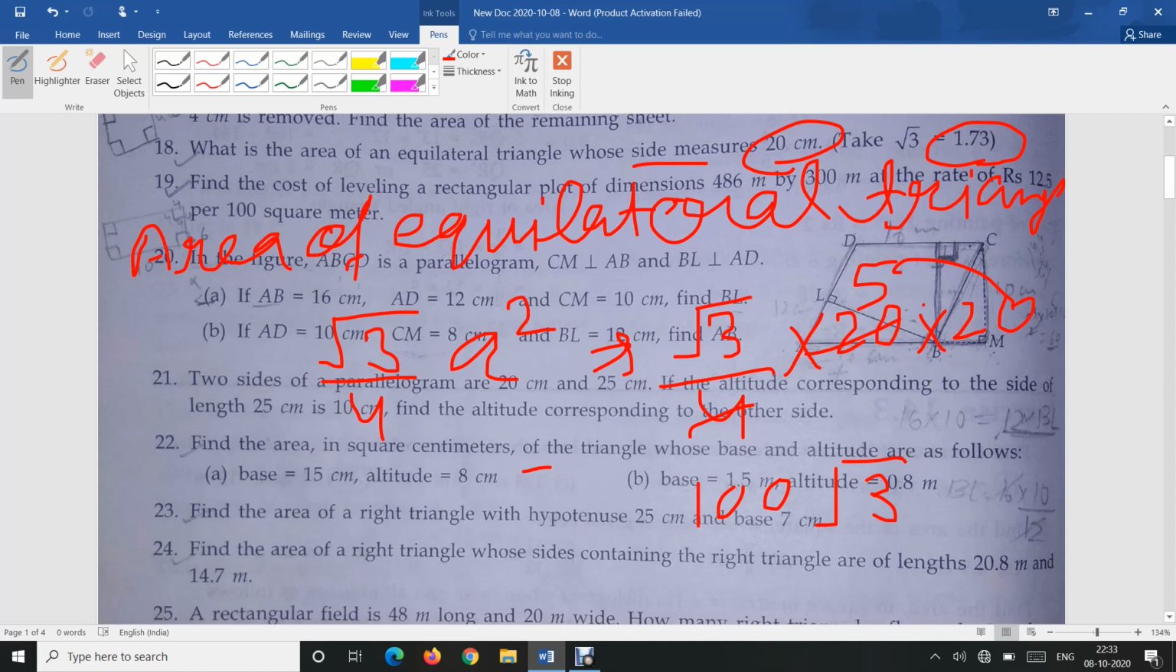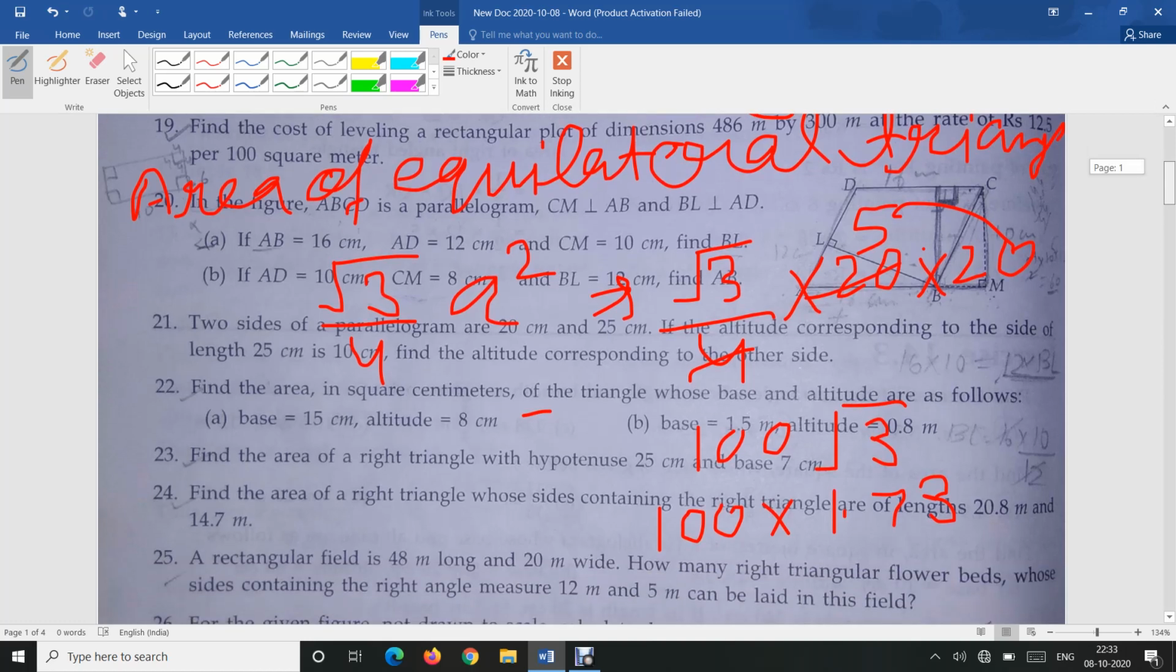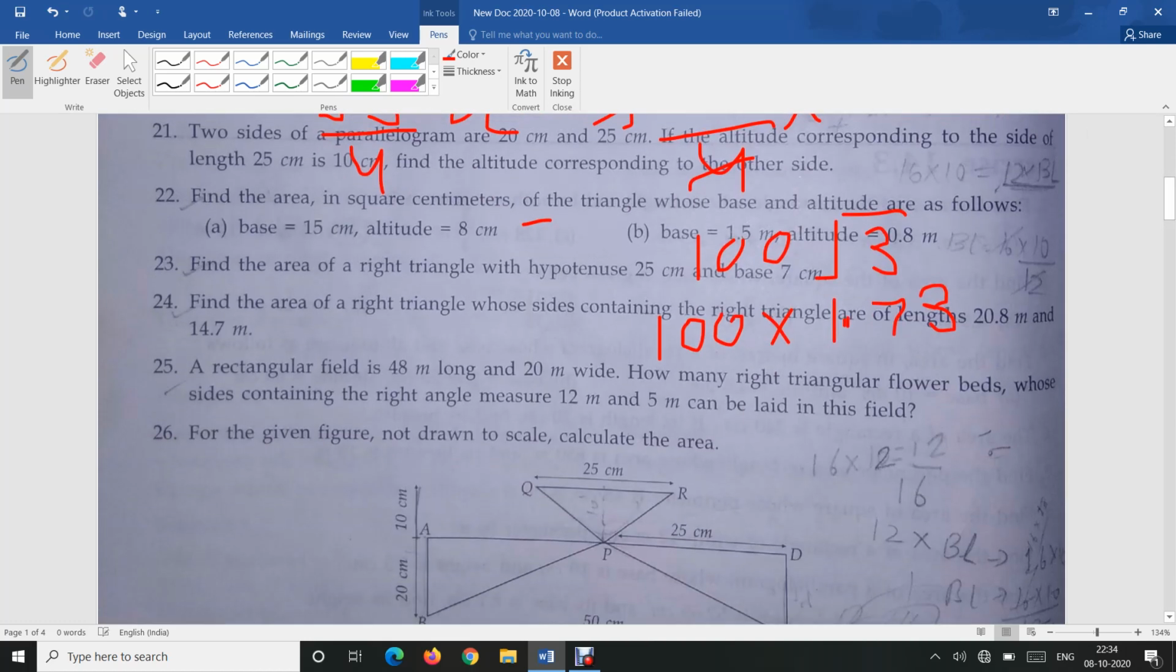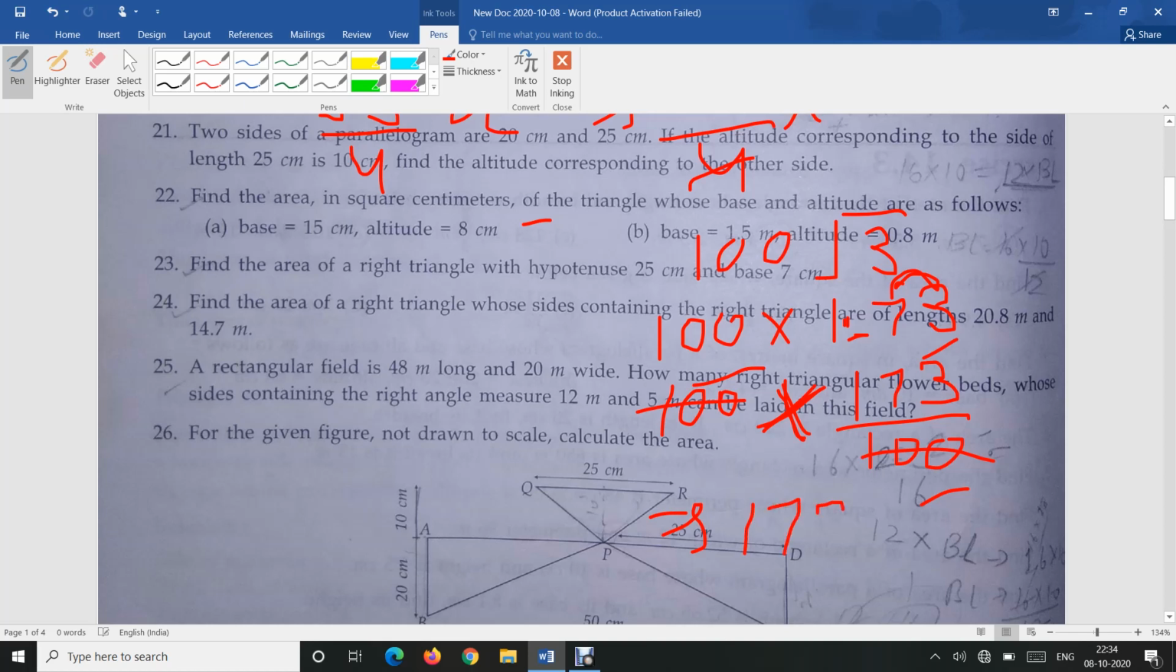3, which is 1.73. That means 100 multiplied by 1.73. Now you can remove this decimal by multiplying and dividing by 100, because there are 2 digits after the decimal. So it will be 100 multiplied by 173 divided by 100. This is the multiply sign. These are the numerators and this is the denominator. So you can cancel the numerator by the denominator. So 100 will cancel with 100. Now you are left with 173. That means the area of an equilateral triangle is 173 centimeter square.